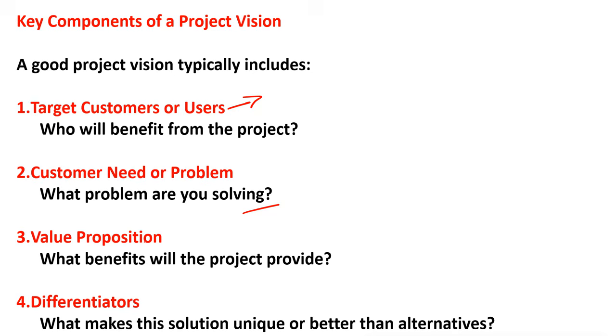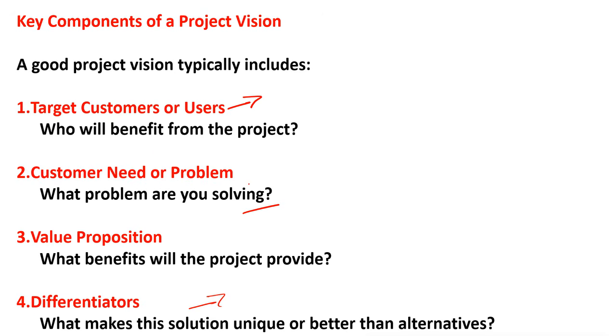Right? Third is value proposition. What benefits will the project provide? And differentiators. What makes this solution unique or better than alternatives? If we have two or three alternatives, we have selected one option in order to solve the problem of the customer.